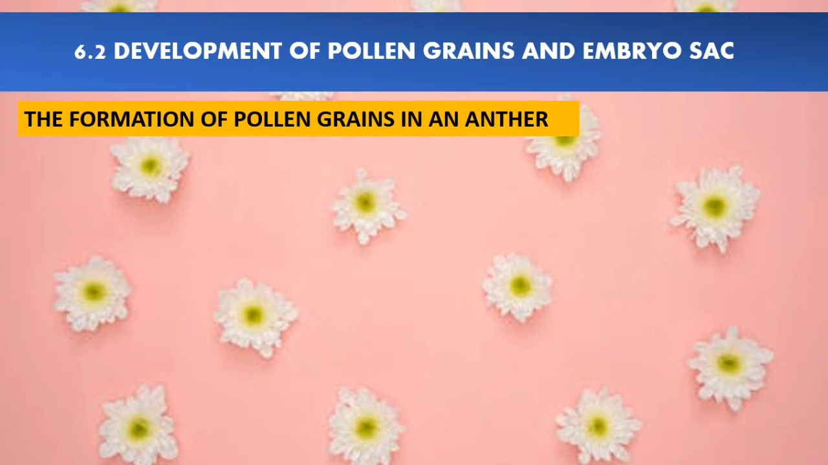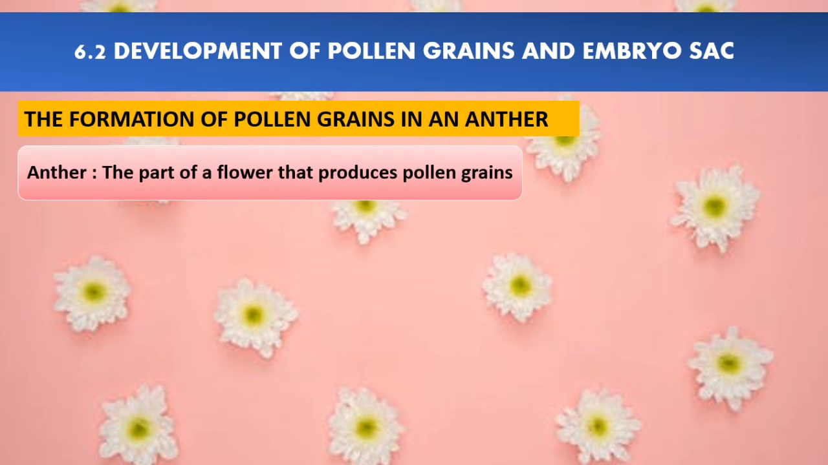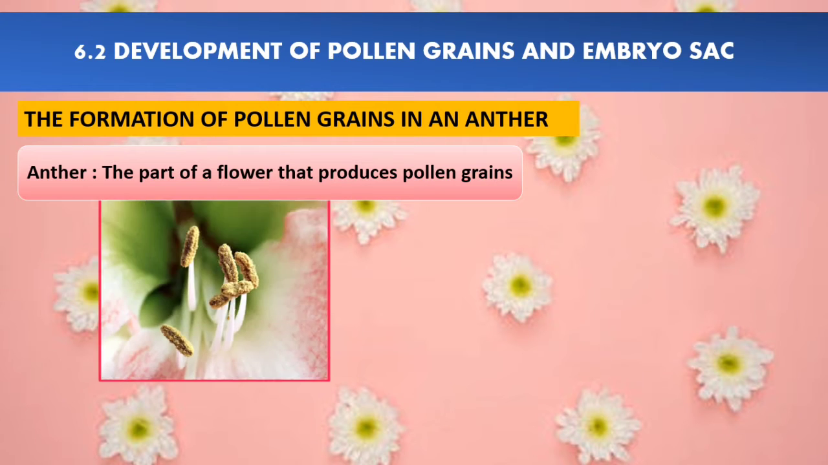Okay, so let's discuss the development of pollen grain and embryo cell. First of all, we will discuss the formation of pollen grain in an anther. Pollen grain is the male gamete. The formation of pollen grain occurs in the anther. Anther is the part of a flower that produces pollen grains.